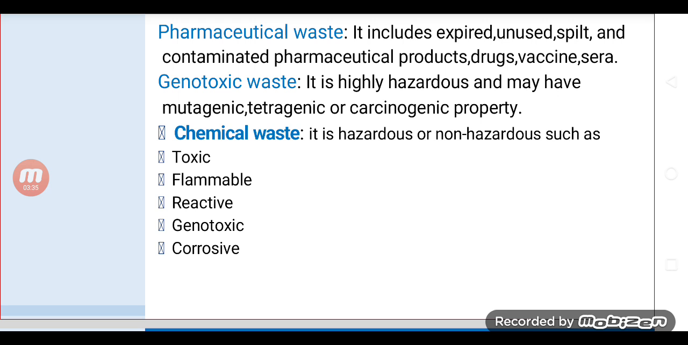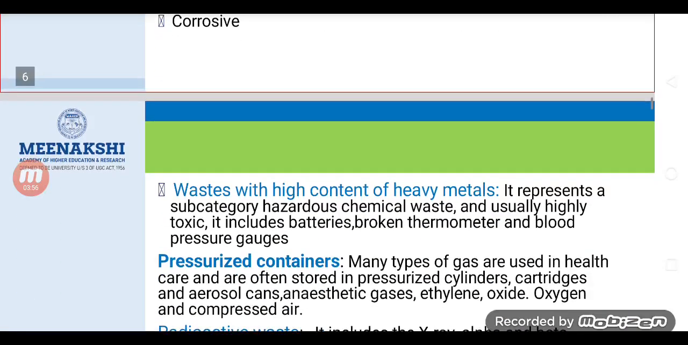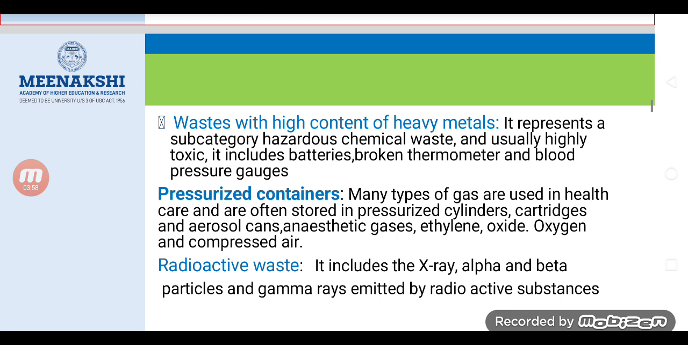Genotoxic waste is very highly hazardous and has mutagenic, teratogenic, and carcinogenic properties. Whereas chemical waste is hazardous or non-hazardous, such as toxic, flammable, reactive, genotoxic, and corrosive. Waste with high content of heavy metals represents a subcategory or hazard of chemical waste and is usually highly toxic in nature.